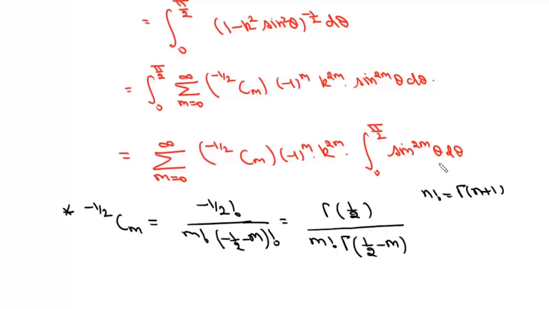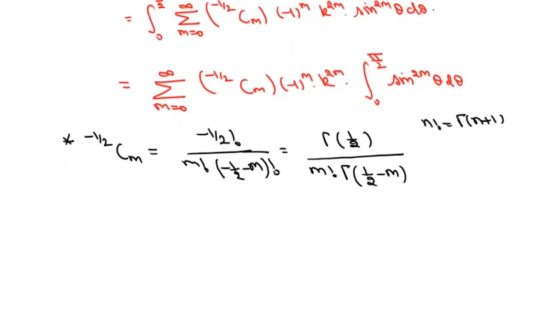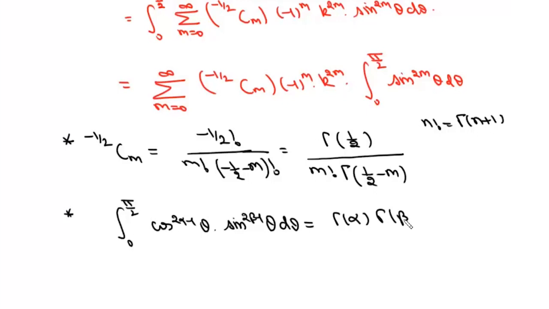And then we'll come to this integral part. We'll solve this integral part using beta function. Now we know that beta function is this integral from 0 to pi by 2 cos to the power 2 alpha minus 1 theta into sine to the power 2 beta minus 1 theta d theta. Now this is equal to gamma alpha into gamma beta upon gamma alpha plus beta, and basically we have this 2 times, so we'll write this 2 here. So this integral from 0 to pi by 2 of cos 2 alpha minus 1 theta into sine 2 beta minus 1 theta d theta will be equal to gamma alpha into gamma beta upon 2 times gamma alpha plus beta.